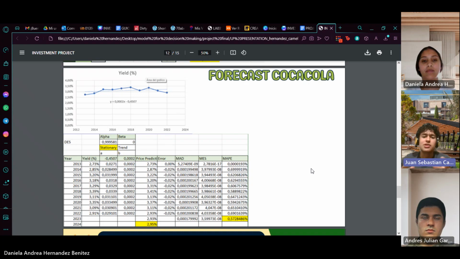So Coca-Cola returns have a stationary component because the alpha of this model is almost 1. Again, while beta, which represents the trend, is 0. Furthermore, we can say that for December 2024, a return of 2.95% is predicted. The margin of error, or MAPE, of the prediction price is 0.57%. So we can trust the model, and it's very probable that the prediction for 2024 happens.